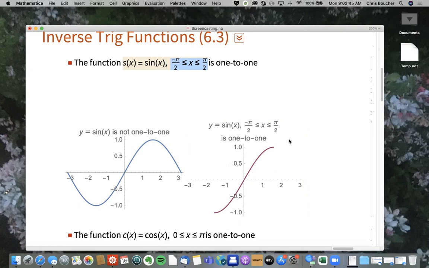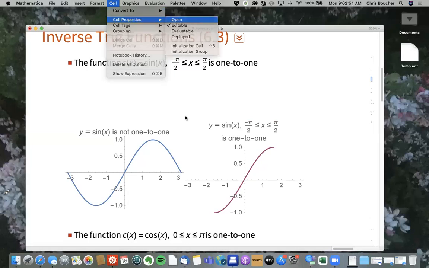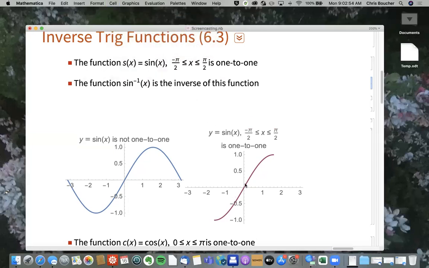Well, this function with the restricted domain is one-to-one. And so we'll define the inverse sine function to be the inverse of this function, the one on the right, since the one on the left doesn't have an inverse. We'll usually write this with our usual inverse notation: we put a superscript -1 after the function to denote the inverse, or sometimes we'll use arcsine x. So these two things mean the same. Arcsine and sine inverse are synonyms. Usually I'll use what's highlighted in blue now, but you may see this in the book and other places, just so you know it's equal to the same thing.